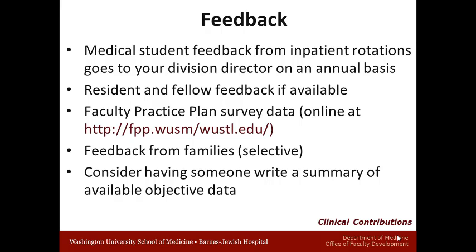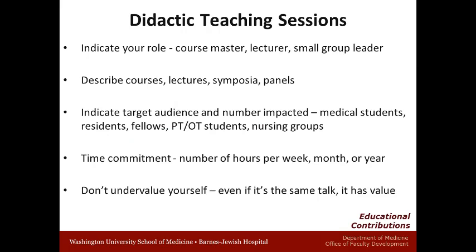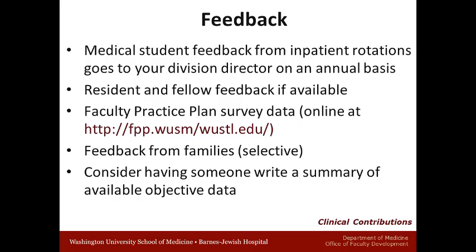So you just have to be careful. Now, the faculty practice plan data, on the other hand, those are the surveys that they do in clinic. Those are actually hard numbers. So you could get that data and say, for the academic year 2016 to 17, the average score was 4.8 out of 5. So that actually gives a hard number there.